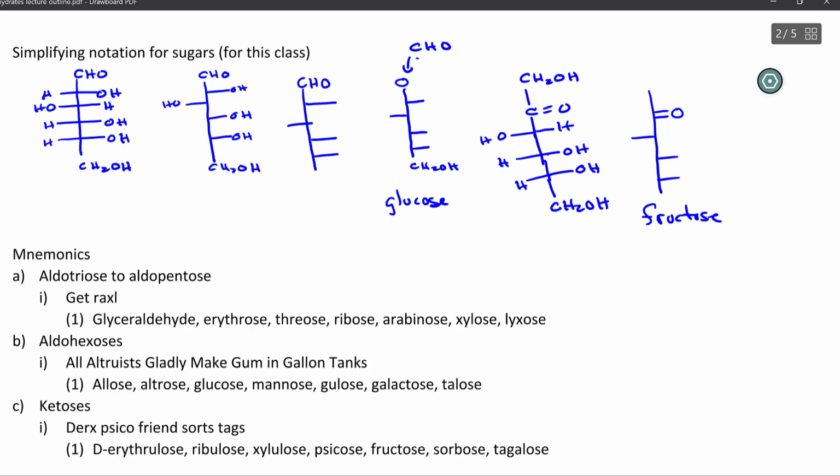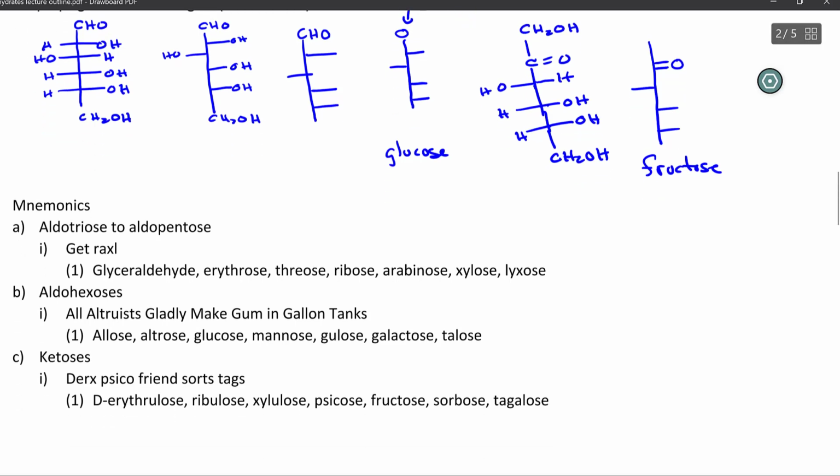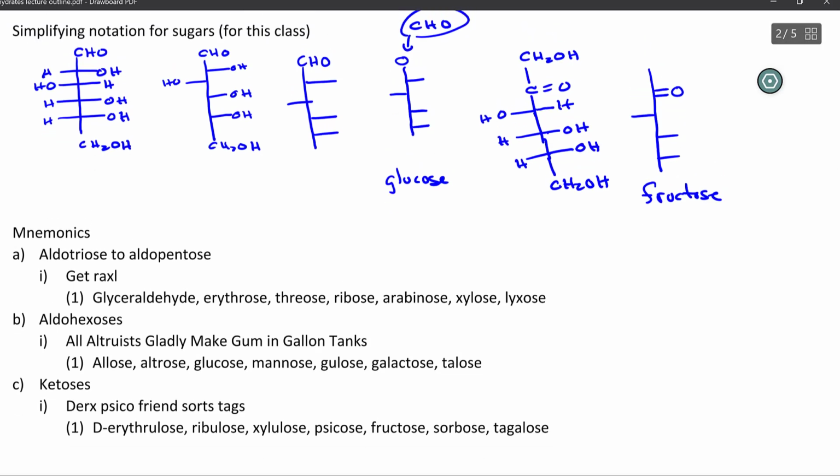And like I said, a lot of times I'll leave the CHO at the top, and I'll leave this group off the bottom like that because I know that's what's there. And for fructose, it's always CH2OH at the bottom as well, so I don't need to draw it either. All right, and you can see the close relationship between glucose and fructose and how enolization can cause those two to interconvert at these two carbons here. Okay?